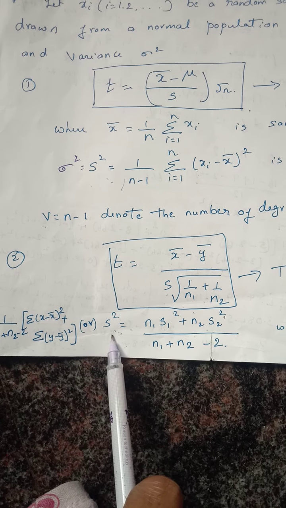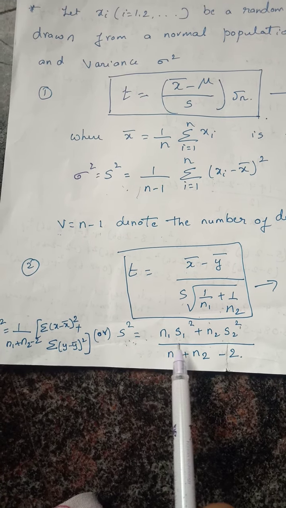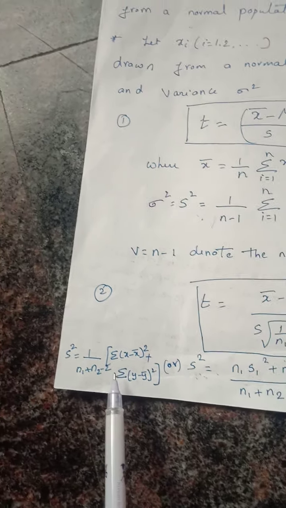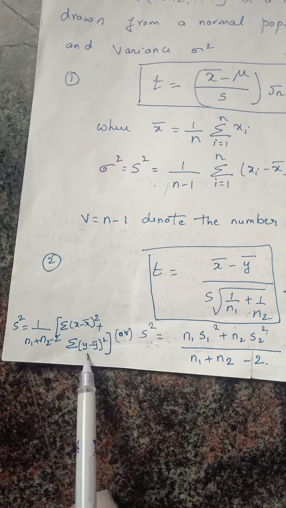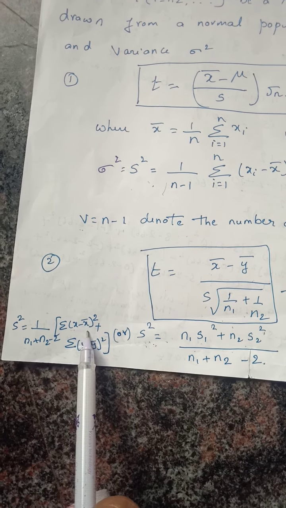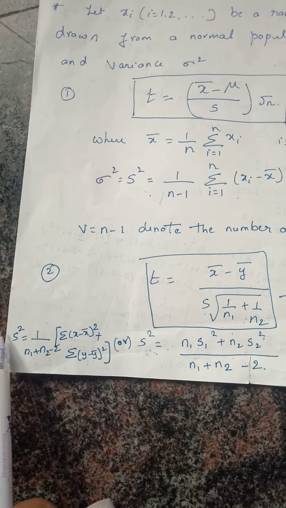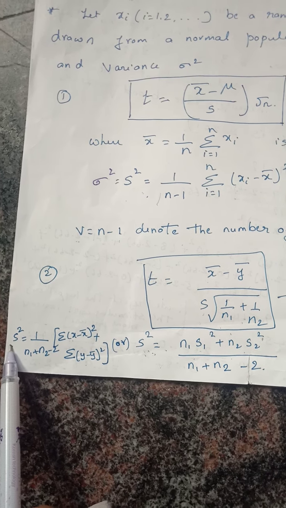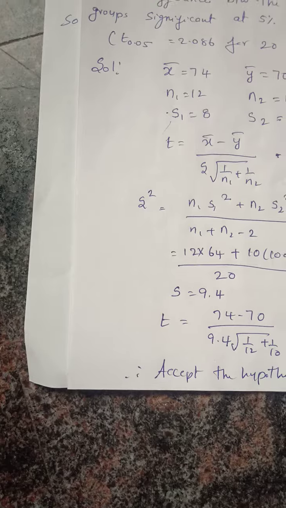We apply this formula for s square. If s1 and s2 are not given directly, if they give x and y values in the problem, then find the x bar value and y bar value, then substitute in s square. Now the first problem.